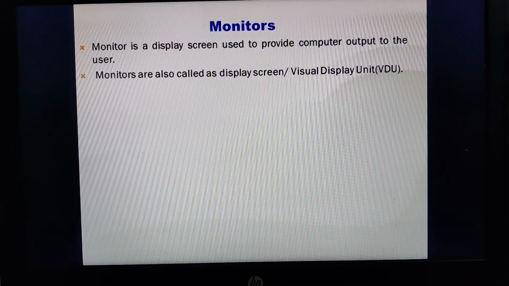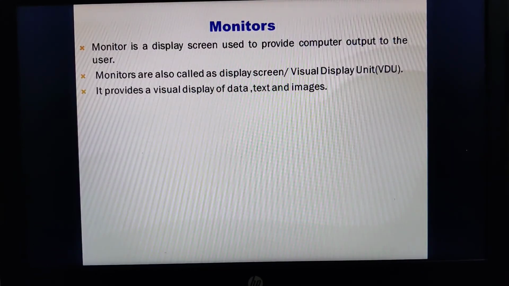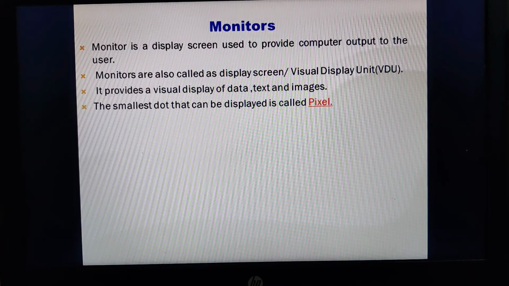Initially we had monochrome monitors, which supported only black and white output. But gradually we have monitors that display the data in color formats also. So the monitors can display text as well as images. The smallest dot that can be displayed on the monitor, we call it a pixel. I repeat, the smallest dot that can be displayed on the monitor is called a pixel. Pixel stands for picture element.